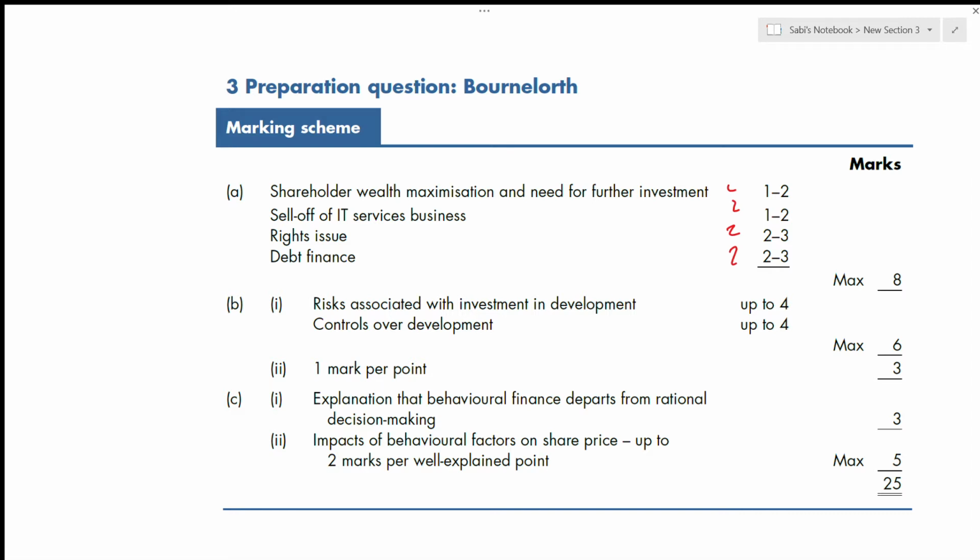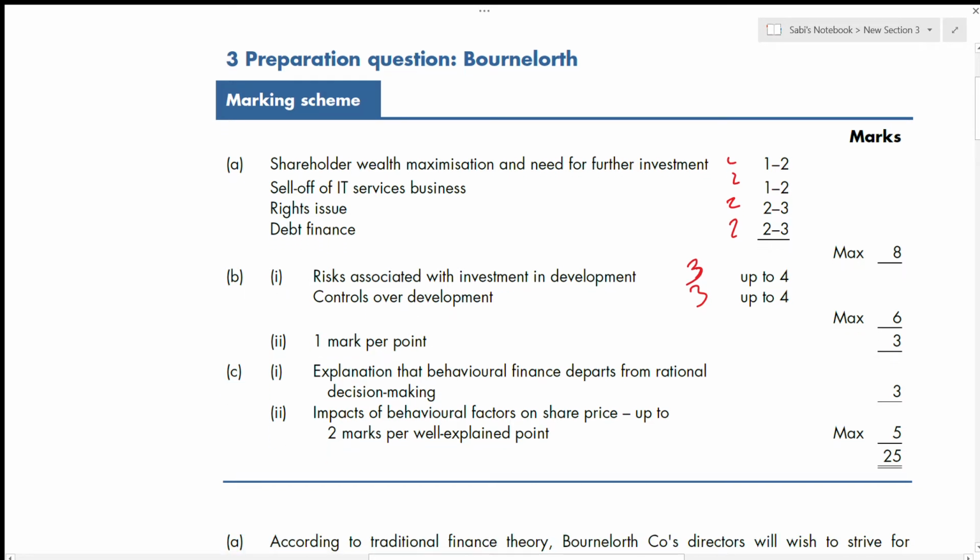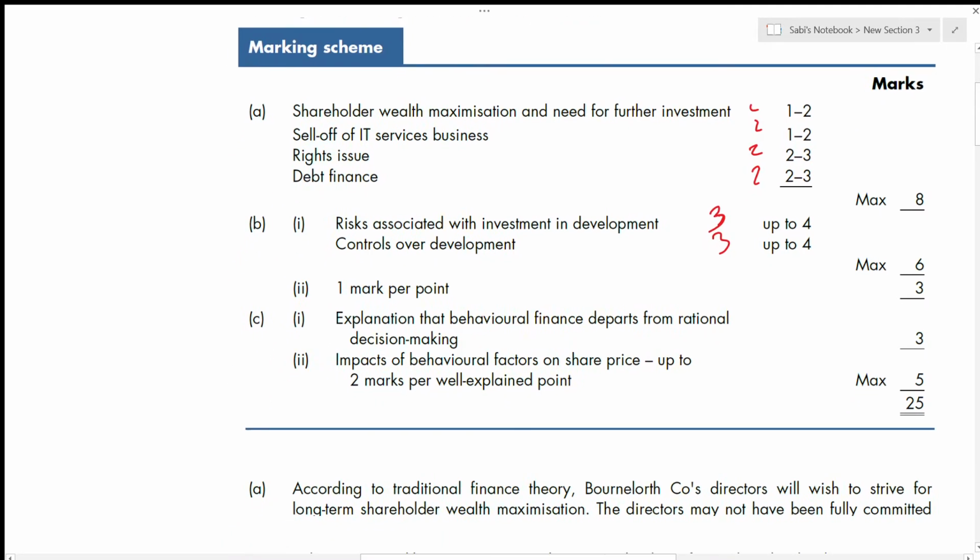Second, you need to talk about risk and control. It is 6 marks. So 3 for risk, 3 for control. Right? And the next is for 3 marks. So it is 1 mark per point. And finally, the last one is for 5 marks. So explanation that behavioral finance departs from rational decision making and how it impacts the share price. So now we are going to discuss the first one.